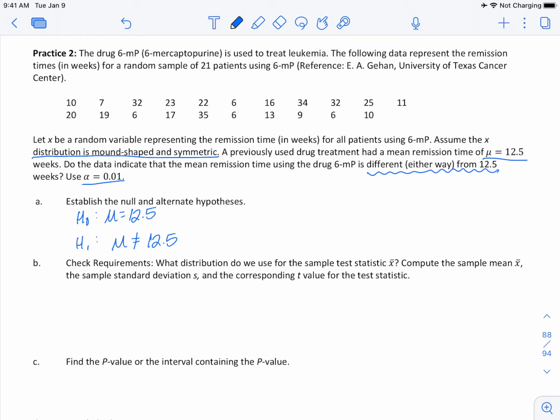Okay, for B, it says, what distribution do we use for the sample test statistic x bar? Compute the sample mean, sample standard deviation s, and the corresponding t-value for the test statistic. I would like you to do this, please.